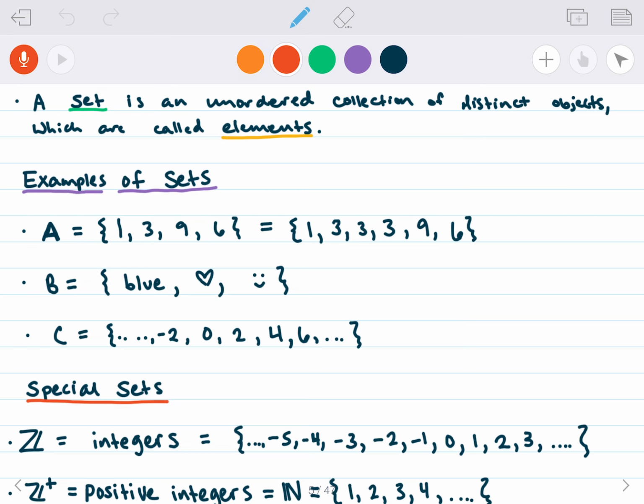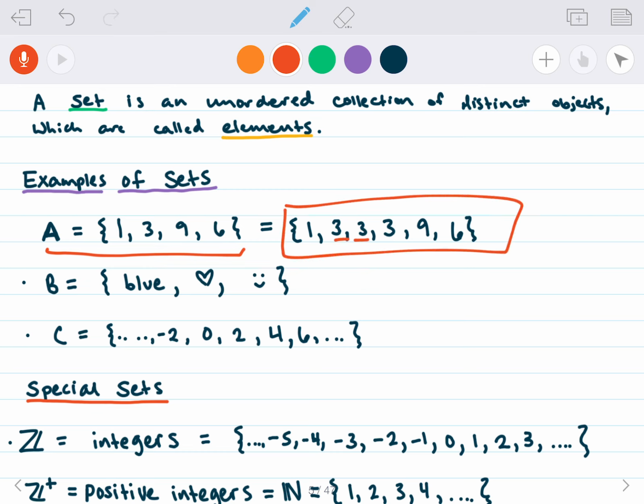So I have some examples of sets for you. This is set A, curly brackets surrounding the elements in the set. In our set A, we have 1, 3, 9, and 6. Cool. But guess what? This is the same as this set because we don't care that elements are repeating in a set. It's the same thing, right? The set is unordered, and we only count the 3 once.